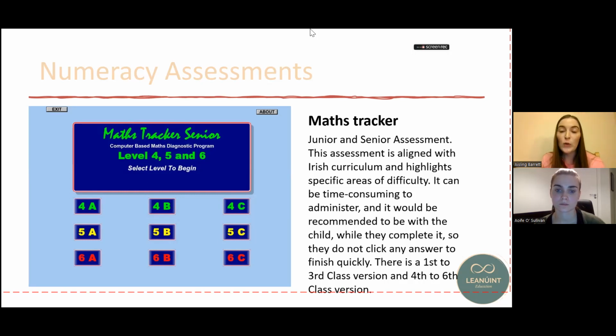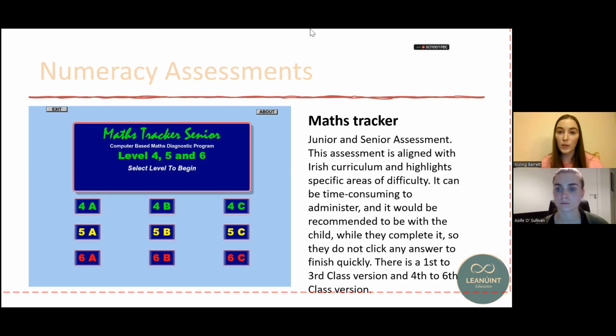of difficulty. So for example, if you were working with a child in 5th class, you might administer 4C, which would be the end of 4th class, to see how much of that they have achieved. You may decide you're going to administer 4A, 4B, and 4C, which will be the entirety of the 4th class curriculum. Or you may decide you're actually going to use the junior CD because the child is significantly struggling, and it can highlight the specific areas that a child is struggling in.